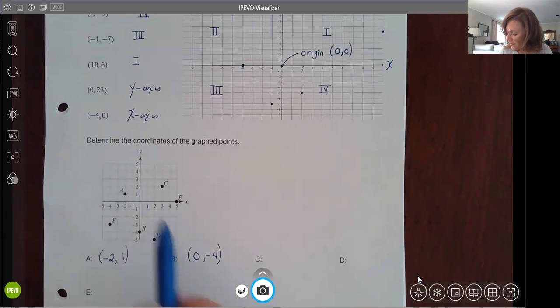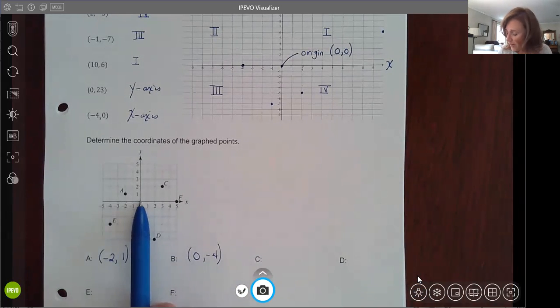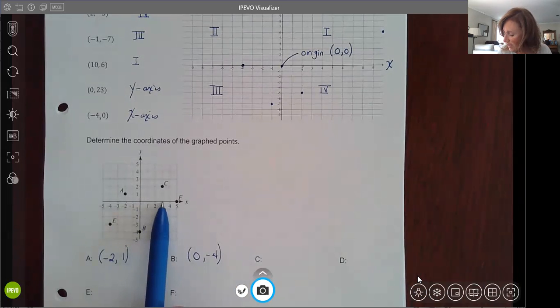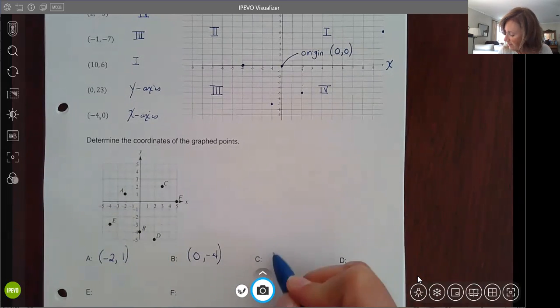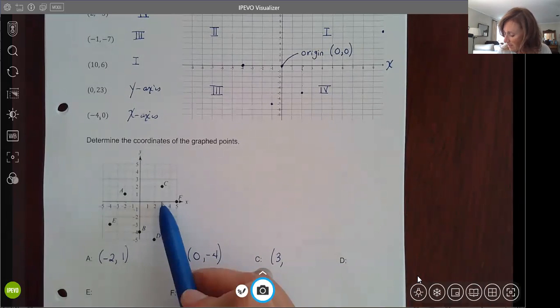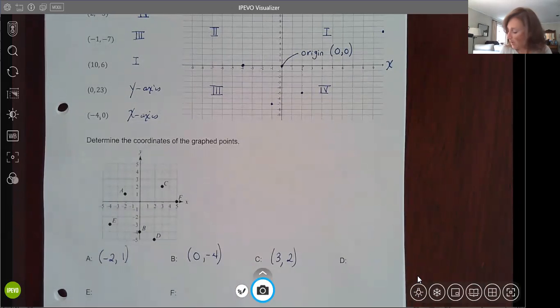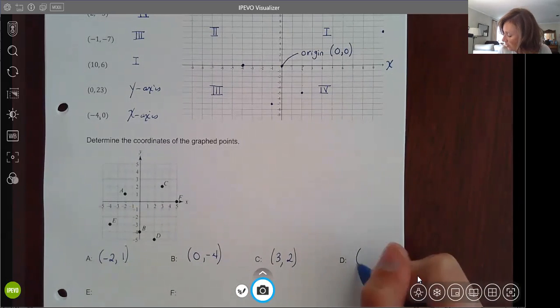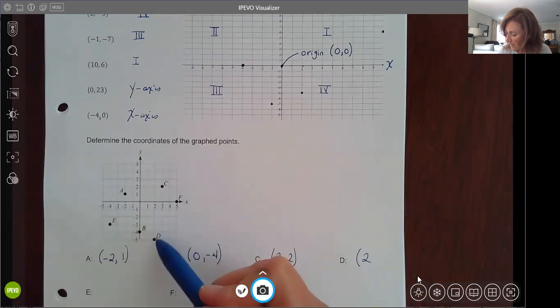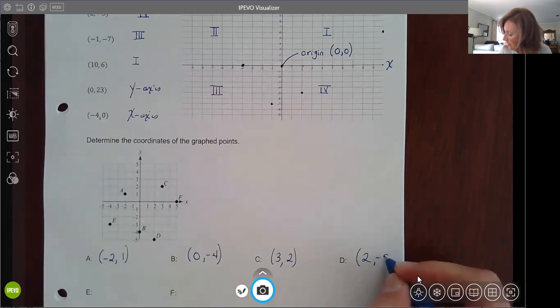All right. So for C, you go left or right first. So it looks like I'm going to go to the right 3. And then up 2. Up is positive. For D, I start at the origin. I go to the right 2. And then down 5.